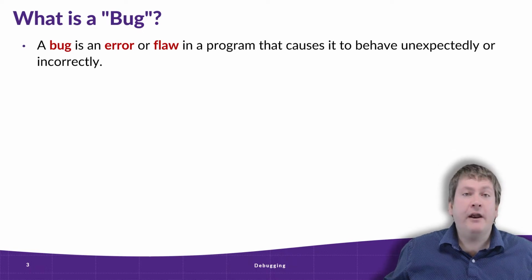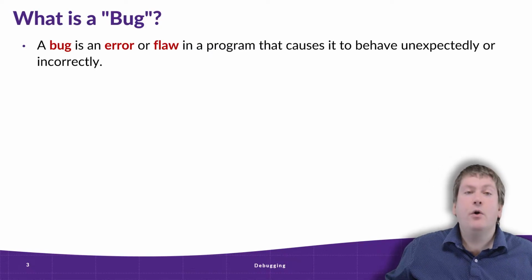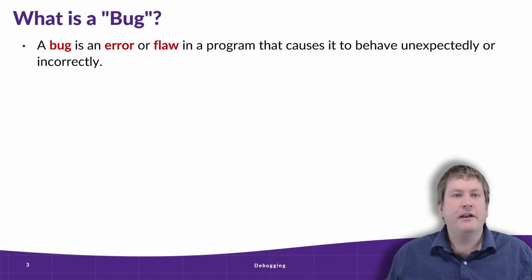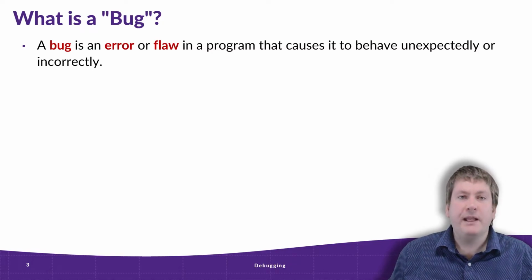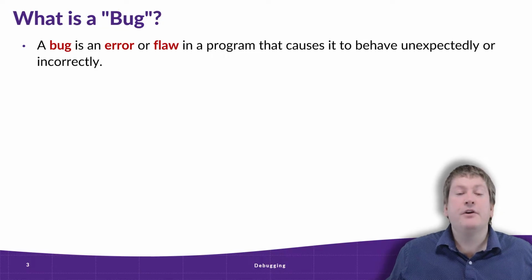So a bug is an error or a flaw in a program that causes it to behave in an unexpected or incorrect way. Sometimes that can cause an error message to come up, or sometimes it means the results of your program are going to be incorrect. But where did this term come from?